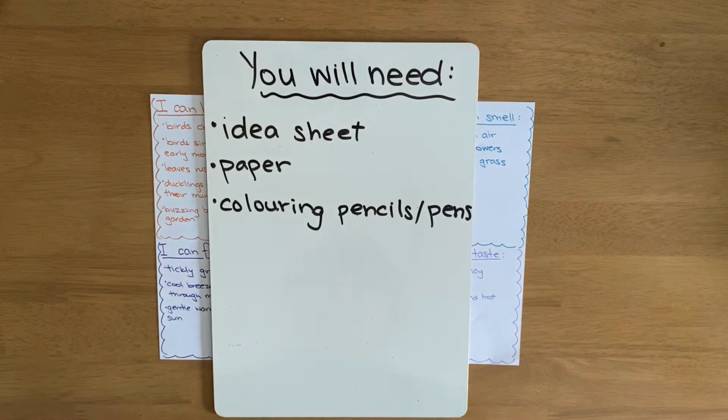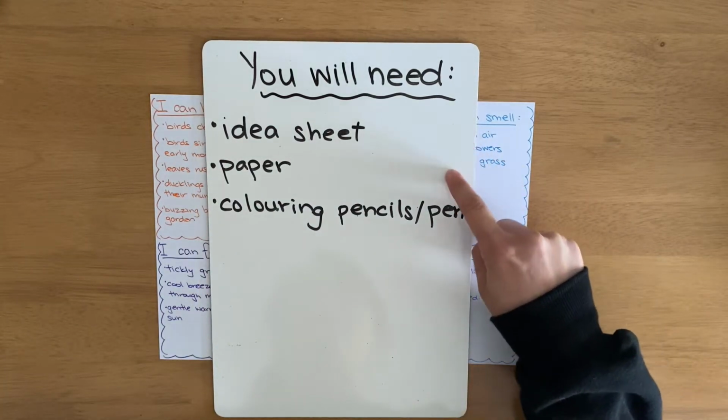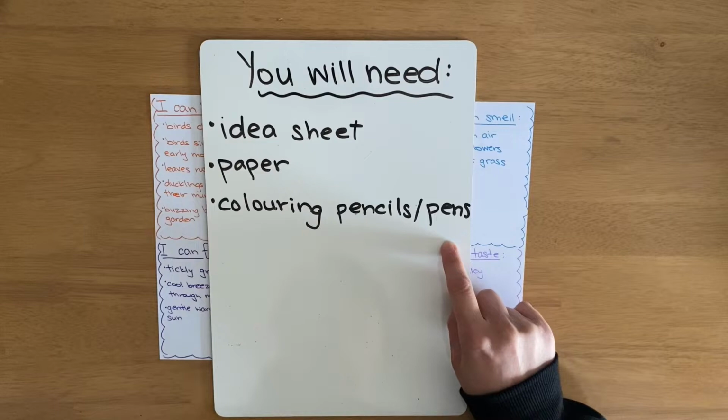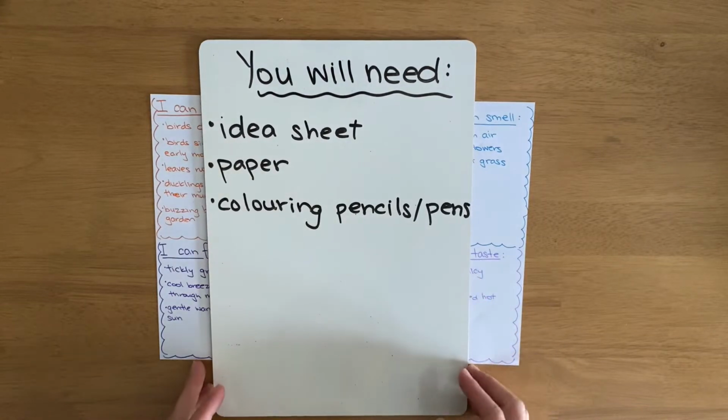Hello Year 2, welcome to our second lesson on shape poetry. For today's lesson, you are going to need your idea sheet, some paper, and colouring pencils or colouring pens.